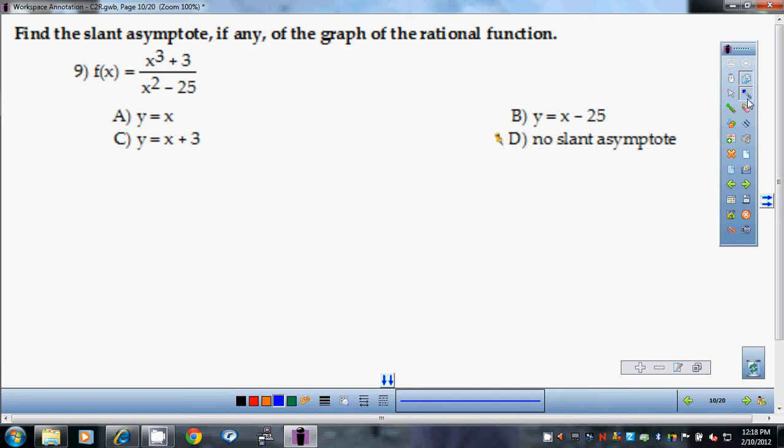So you can throw out the no slant asymptote option. But if your top is exactly 1 higher than your bottom, meaning you don't have a horizontal, you will have a slant only when it's 1 power. And you just need to divide using long division. And whatever your quotient is, that equation, that's your slant asymptote. Let's look at it. X squared minus 25 divided by x cubed plus 3.